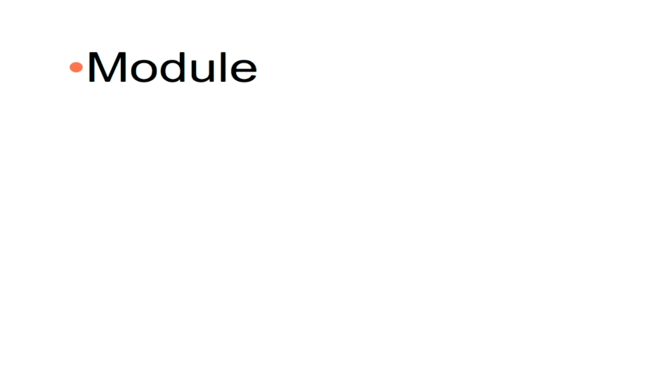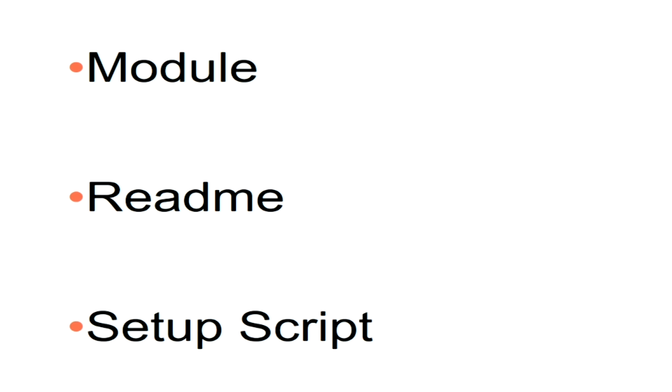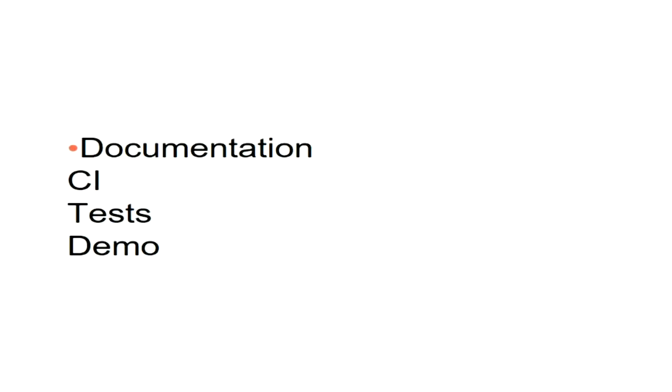So what do we need for a minimal viable Python package? First of all, we need a module. Then we need a readme file, because docs really matter, writing the docs. And we need a setup script. I'm not going to spend a lot of time on what the readme and the module do. I'm going to spend time on the setup script. Also, we can add documentation, CI, some tests, a demo, or something like that.